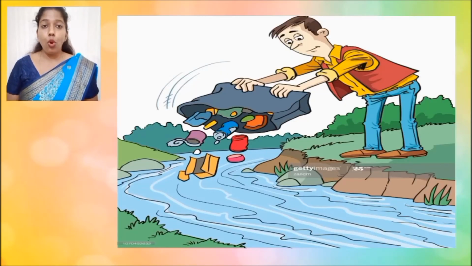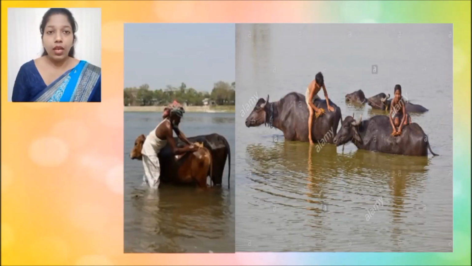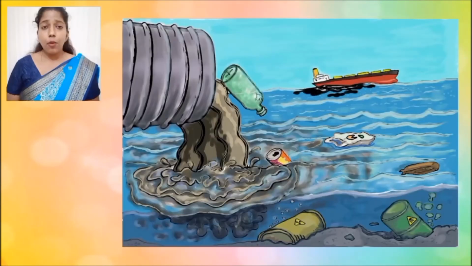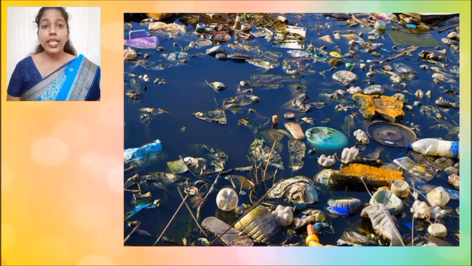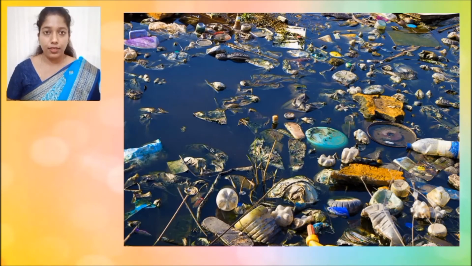Some people throw garbage into rivers. Some people bathe their animals in the rivers. Some people dump harmful substances into the river water. All these activities add harmful substances to water and make it dirty. This is called water pollution.